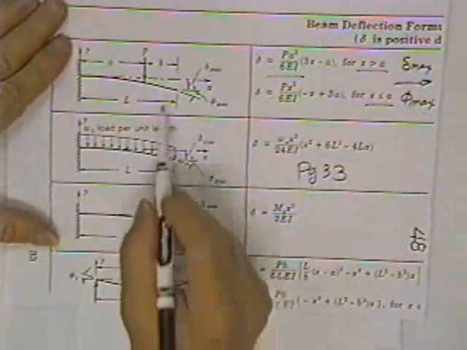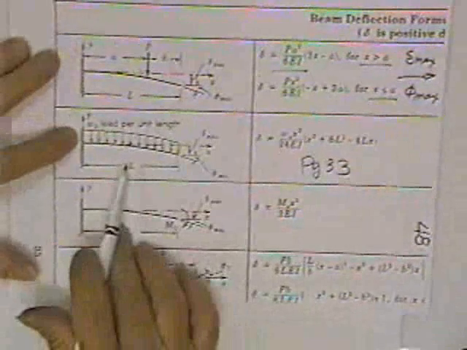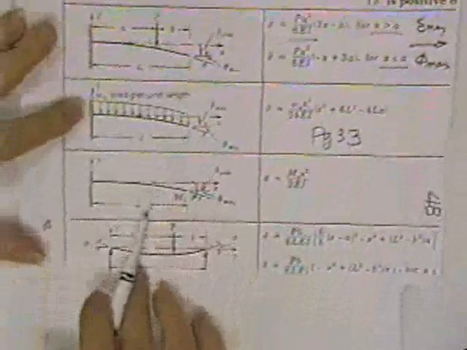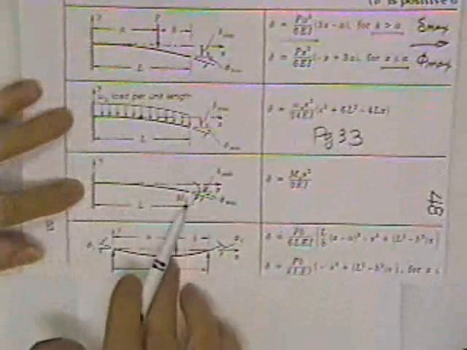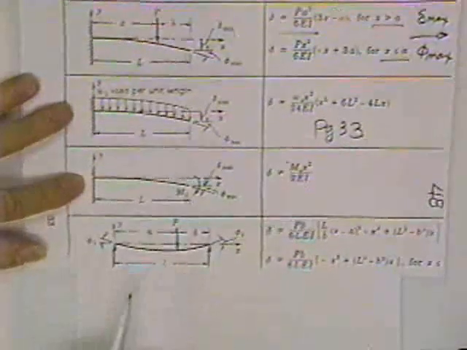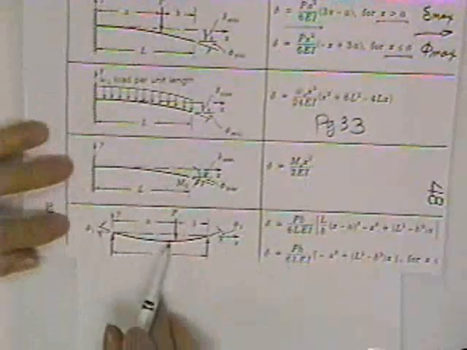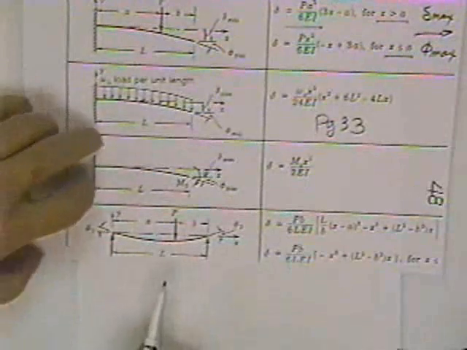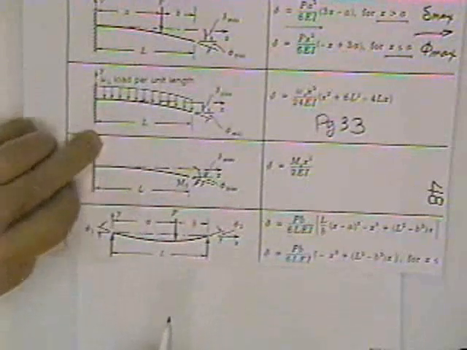So now that would be for a cantilever beam. Here's for a cantilever beam with a uniform load on it. Here's for a cantilever beam with a concentrated moment on the end of it. Here's for a simply supported beam with a load not in the middle. And then there's a couple more that he gives you.